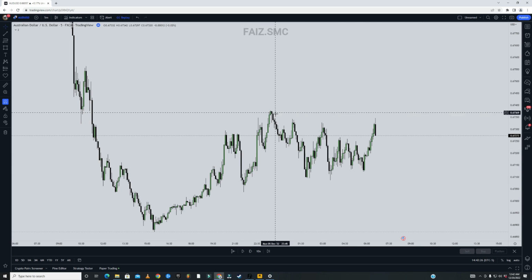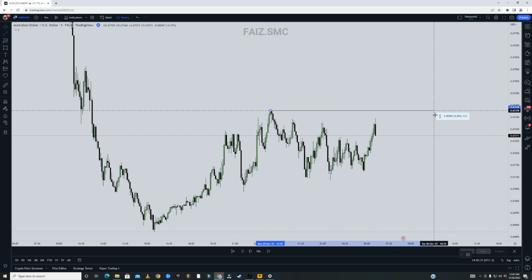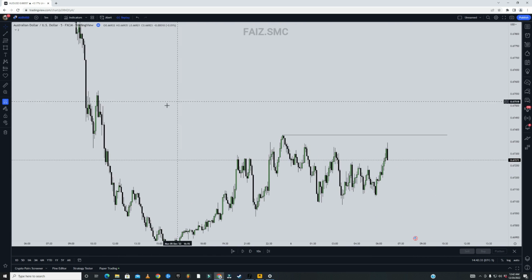So we have the A leg, we got the B leg, right? And now if we break the high here, we got the C leg. So now we want to mark out our supply zones, order blocks, fair value gap.